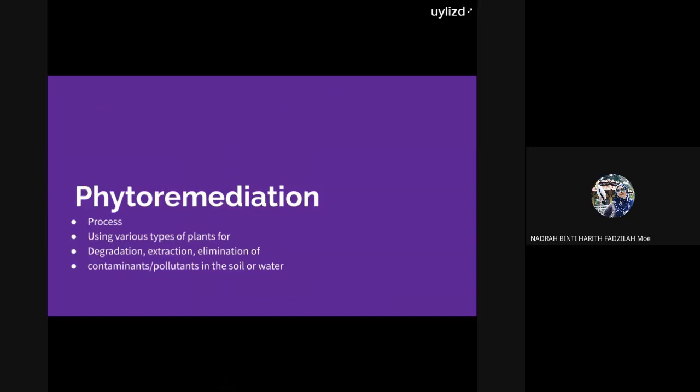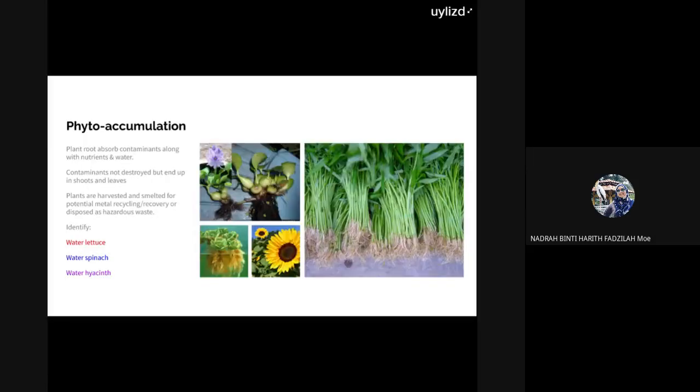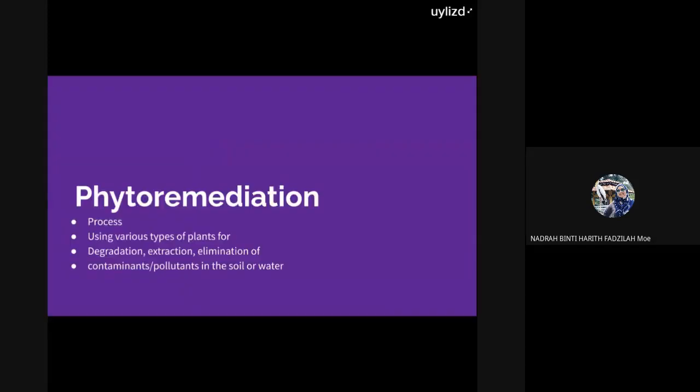So phytoremediation is a process where we use various types of plants for the process of degradation, extraction, elimination of contaminants or pollutants in the soil or water. However, in our syllabus, saya perasan, saya tulis identify tapi kita tak ada pun contoh degradation. Yang kita ada contoh ialah extraction or elimination saja. So these are the example.